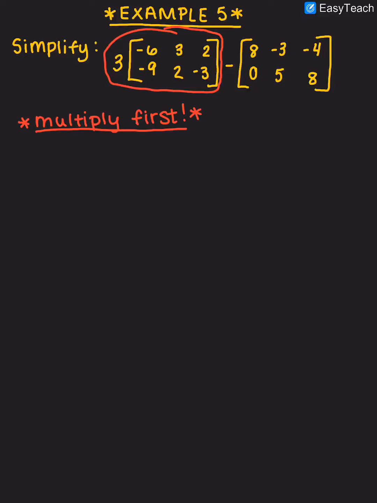So we're going to do 3 times all the numbers in that first matrix. So that means that it's going to become 3 times negative 6. I'm going to put these in parentheses. I like that better. 3 times negative 9, 3 times 3, 3 times 2, 3 times 2 again, and then we have 3 times negative 3.